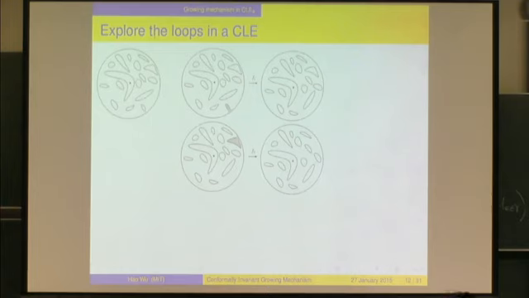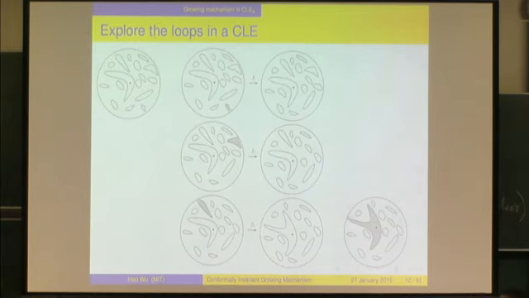Yeah. So this is the second step. This is the third step. And this is the fourth step. At the fourth step, we discover the loop containing the origin, and we stop. So this is our discrete exploration process of this loop configuration.